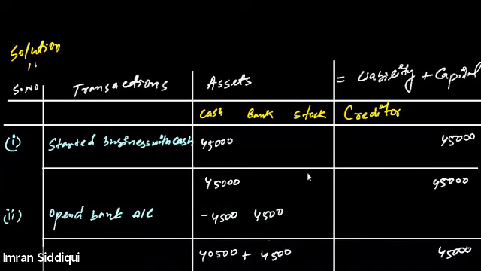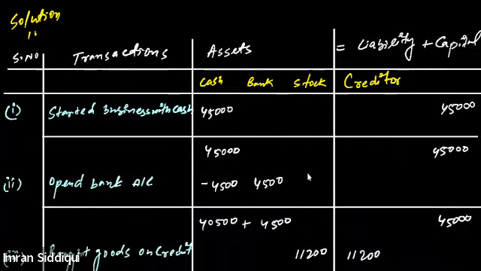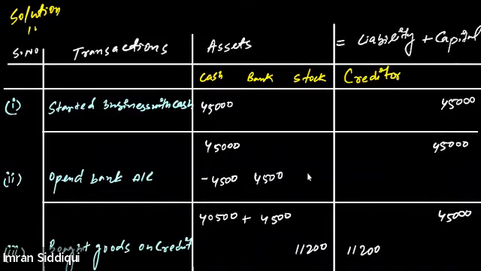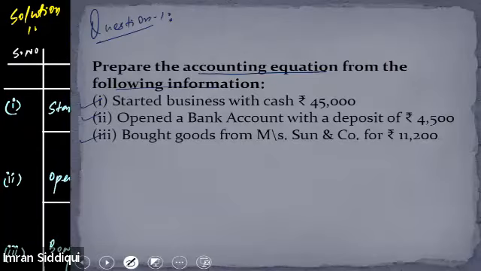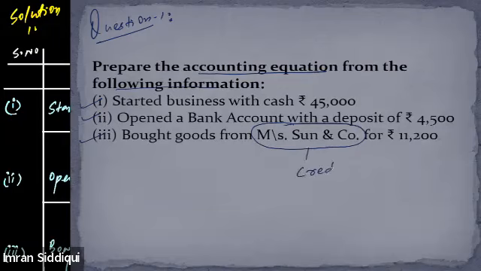Now, moving on to the third transaction. In the third transaction, I explained that we have bought goods on credit. See, in the question, it is written, let me show you, that we bought goods from Messrs. and Son and Company for 11,200. So that is what I was saying, that whenever it is written from whom we are buying the goods, we will simply presume that we must have bought the goods on credit. This is the presumption.